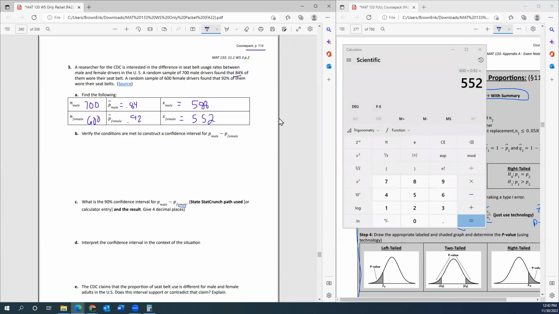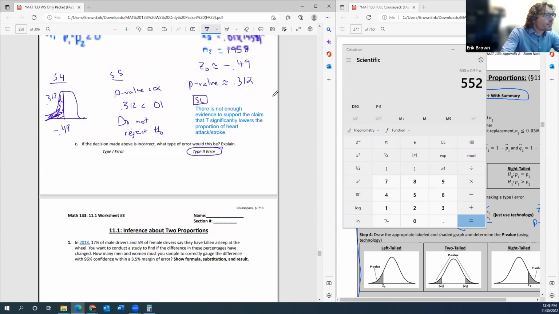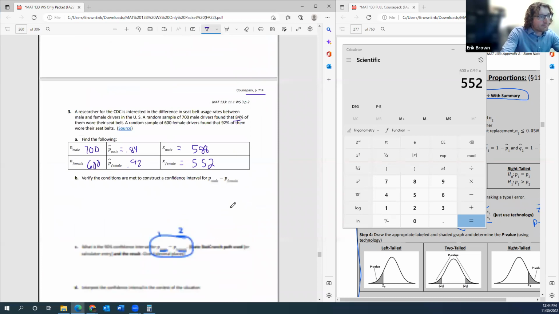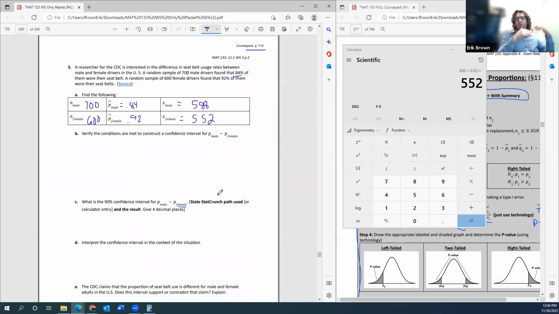So the p hat is just like the percent put into a decimal. Yes, it's the sample proportion. And so you were given that, right? In this previous problem, it was the same thing. Here were your p hats, and here were your n's. And we had to use those to find the x's. So this was the same setup, just organized a little differently.